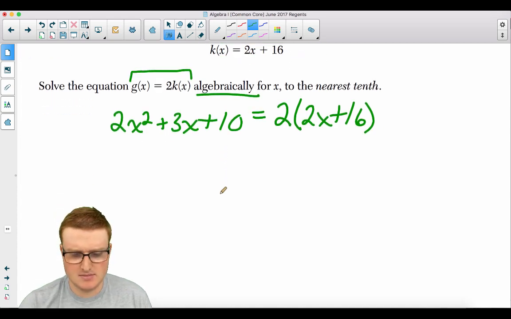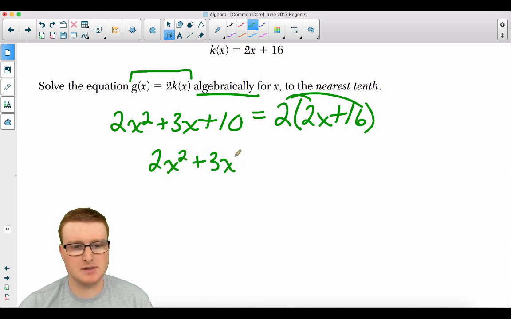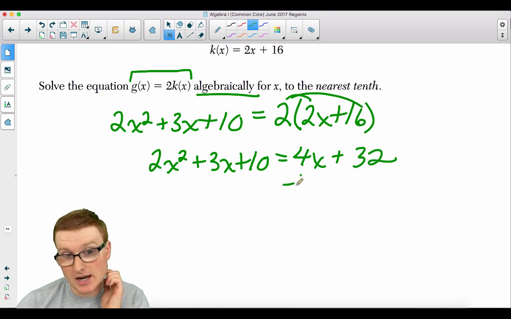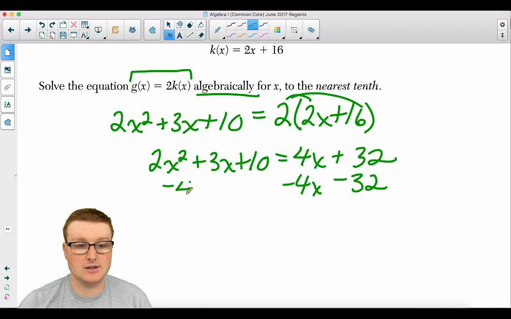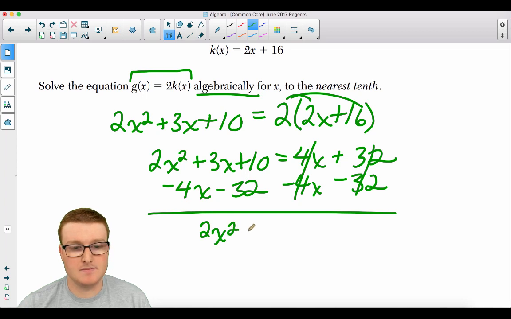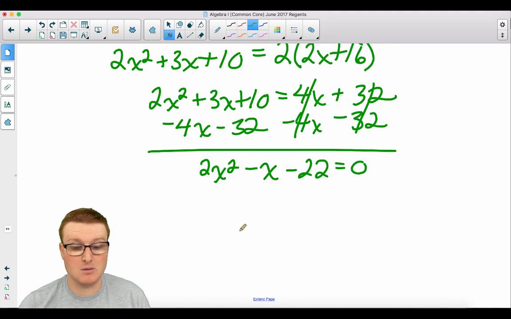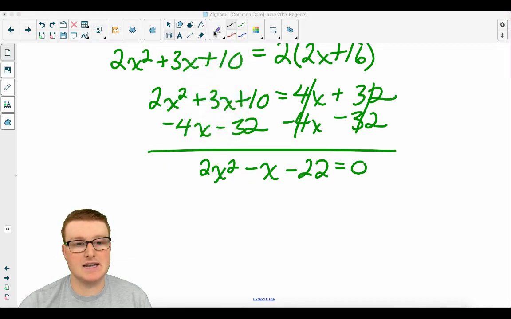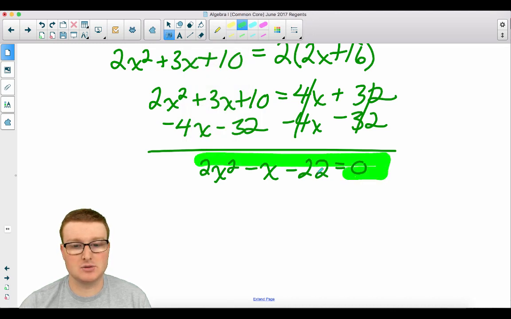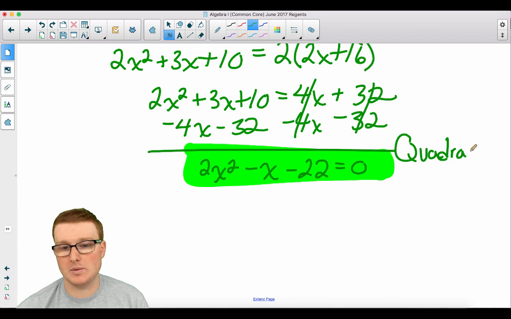Now we're just going to solve for x. Not too bad. Distribute the 2. We get 2x squared plus 3x plus 10 is equal to 4x plus 32. Okay. We're going to subtract the 4x and subtract the 32. Those cancel. We get 2x squared minus x minus 22. Set that equal to the number 0. Now, the problem here, folks, is this is not factorable. This is not factorable by GCF, by dots, by trinomial, by any of that. We are forced to use the quadratic formula.